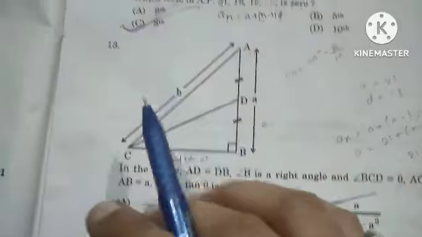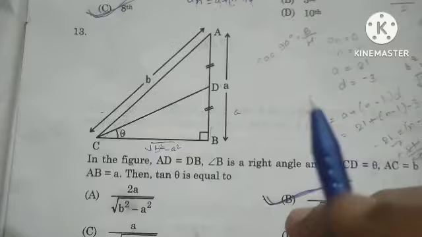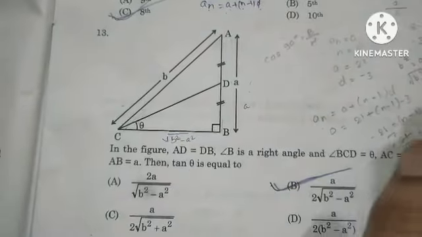Now move on to question number 13. Very easy question. You have just to put the ratio of tan theta. You can find your answer in this figure.